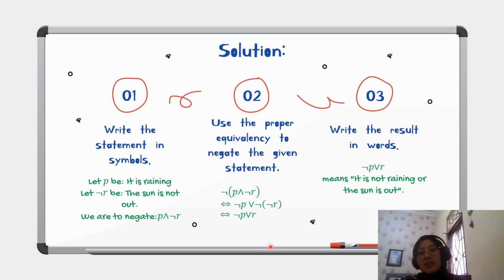Right? And the last step is to write the result in words. Negation P or R means it is not raining or the sun is out.